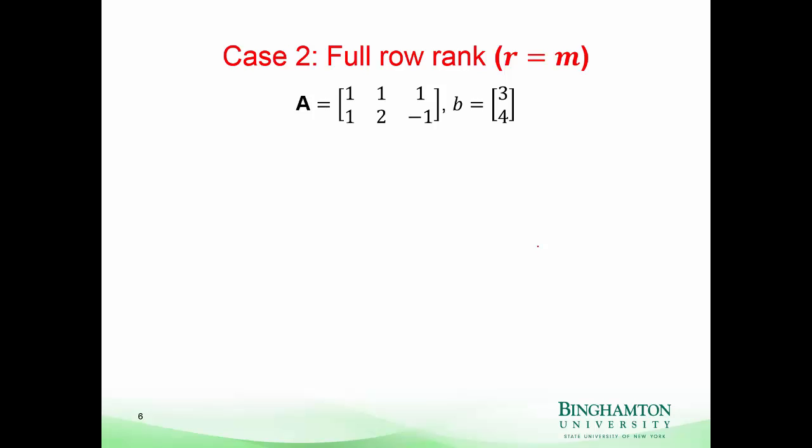All right, let's look at case 2, full row rank. So now the rank is equal to the number of rows. And what do we know about that? We know that this must be less than or equal to n, which is the number of columns. So this would be either a square matrix or a short matrix. The previous case, number 1, could be square or tall. And we'll talk about tall and short matrices as our focus at the end of this set of notes.